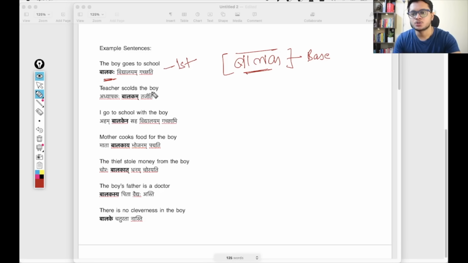The boy. So the boy here, our example Balak, he is the object here. And so Balak changes into Balakam. It changes into Balakam because it is a second case.